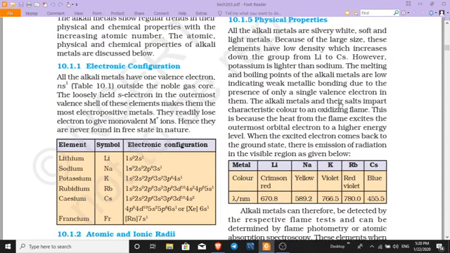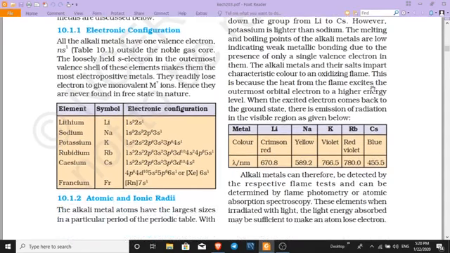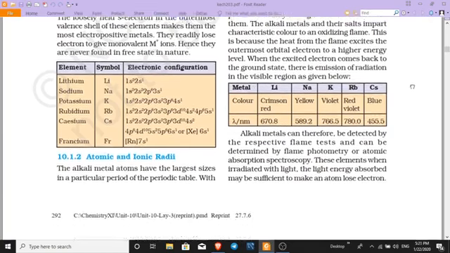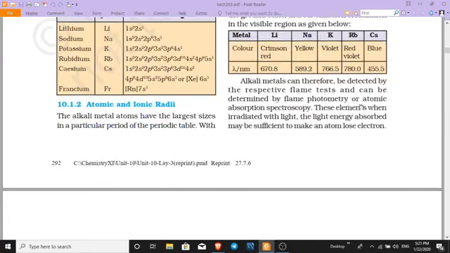The alkali metals and their salts impart characteristic color to an oxidizing flame. This is because the heat from the flame excites the outermost orbital electron to a higher energy level, and then the excited electron comes back to the ground state. There is emission of radiation in the visible region as given below. While we burn lithium, the color of the flame is crimson red. In sodium it's yellow, in potassium it's violet, in rubidium it's red violet, and in cesium it's blue.